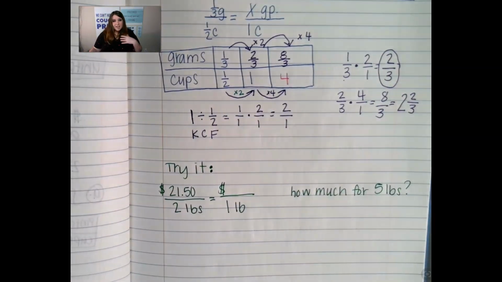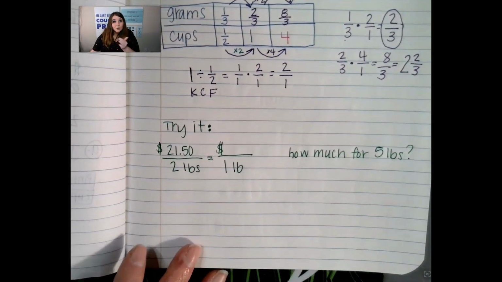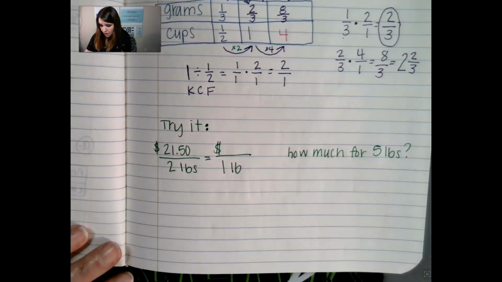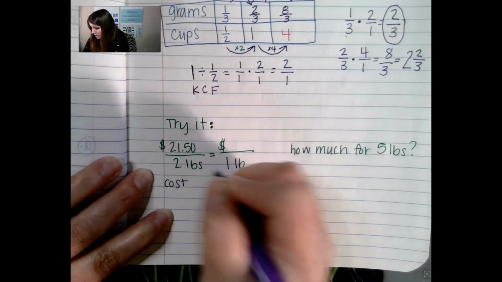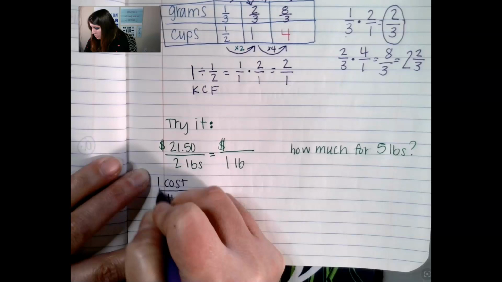Okay? All right, hit pause right now so you don't hear me solving this. And then when you are ready, you may hit play. All right, so we're going to set up the cost on the top, and then we're comparing it to pounds on the bottom.